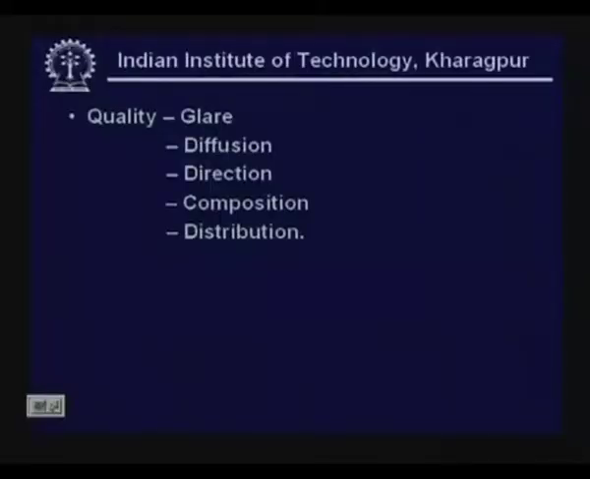Now, on what factors does quality depend? Quality depends on the factors, namely glare. Glare, we said, is the intense light flux in the plane of observation. Let us say we are reading a board. If there is intense illumination on any portion of the board, then the discomfort felt by the observer is what we call glare. Diffusion, we all understand the light diffusion.